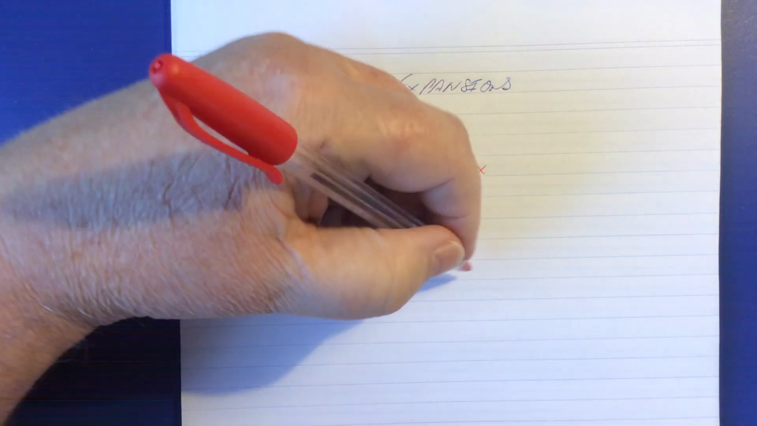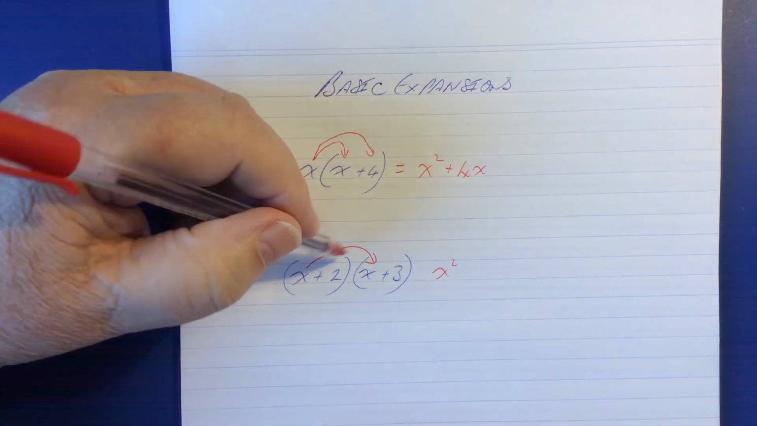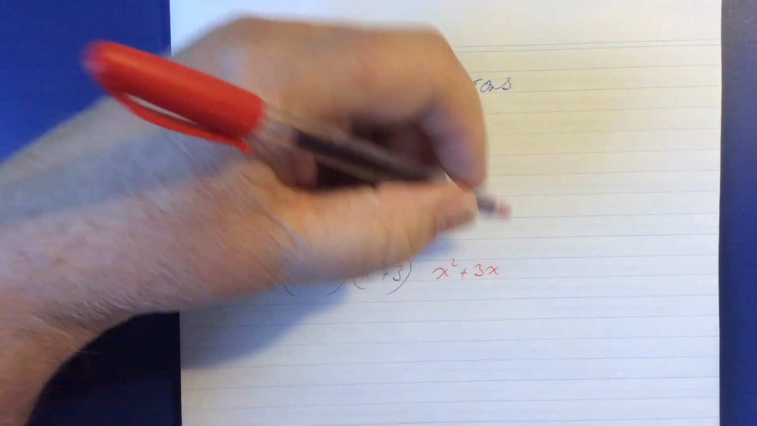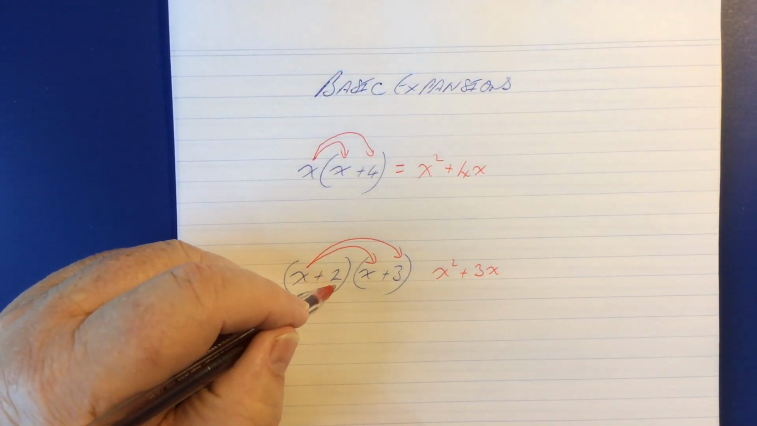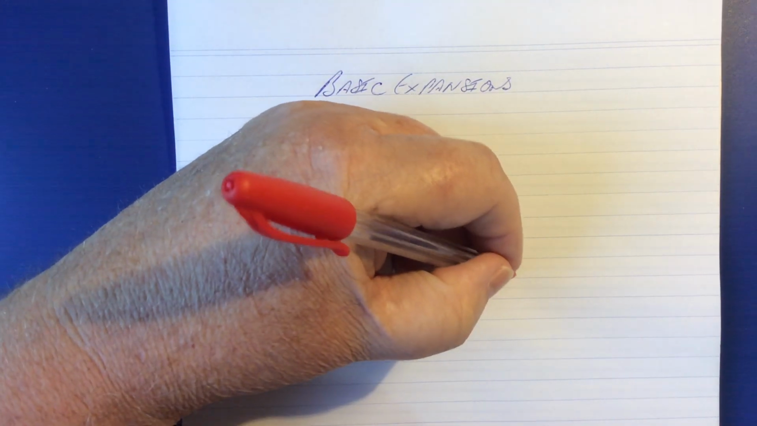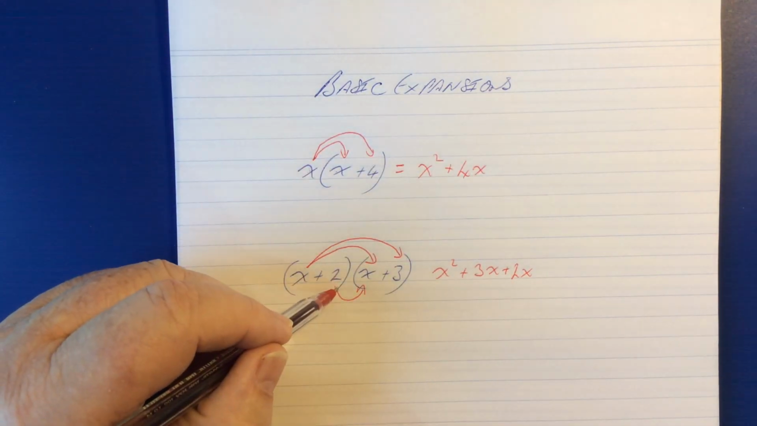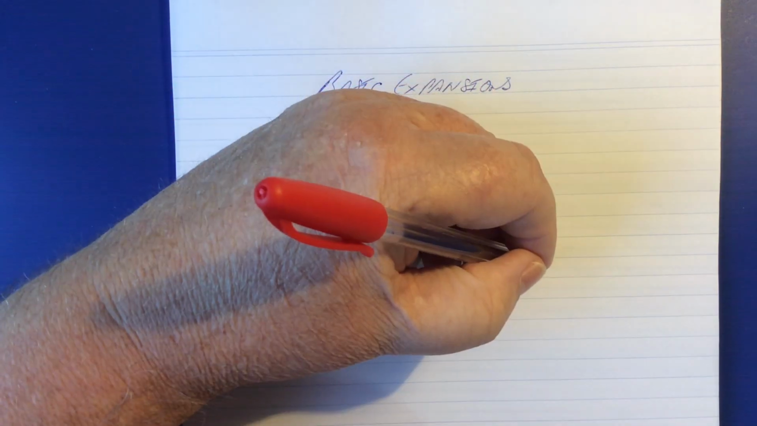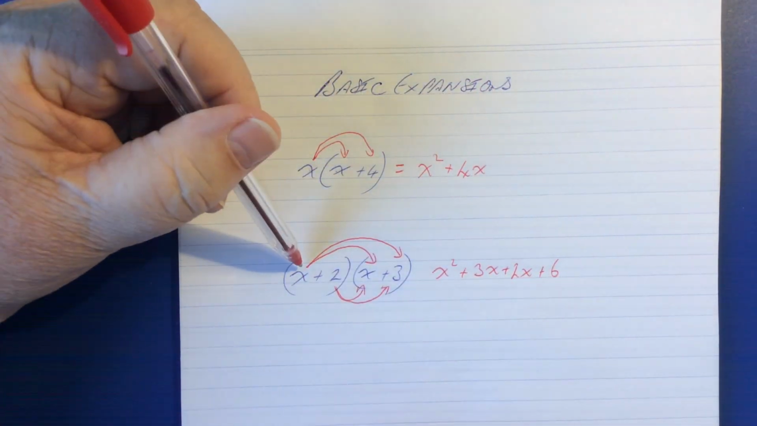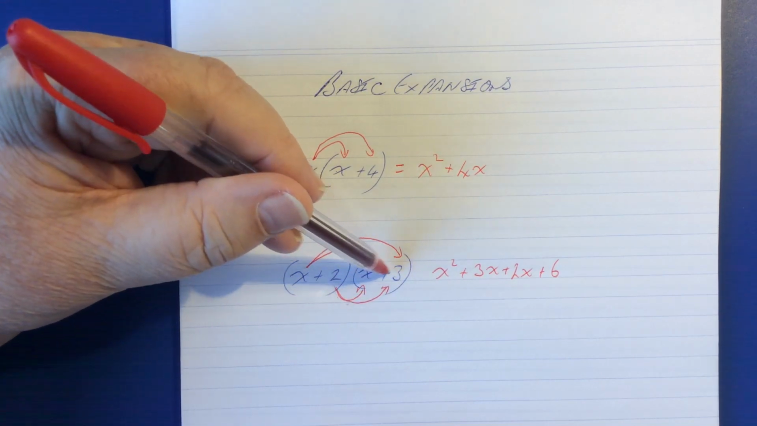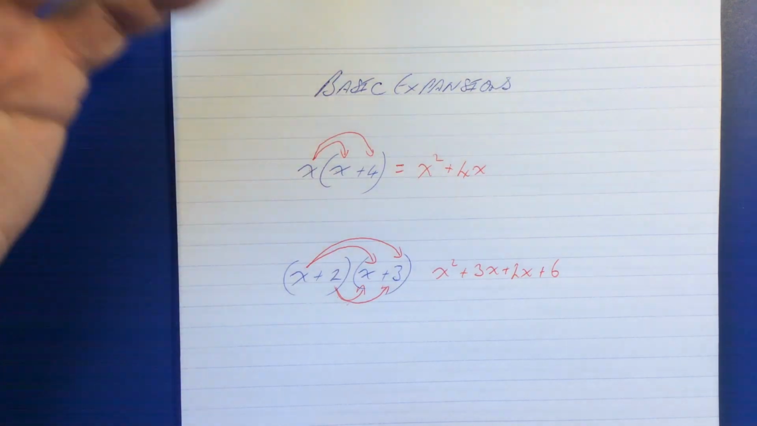Well, let's start here. That gives us x squared. And we'll draw another line, and that gives us 3x. And then, just to keep it neat, we'll draw our next line down here. So that is plus 2x. And this last one here is 2 times 3, which is 6. Now, you will see that everything in this bracket has been multiplied by everything in this bracket. You can check the arrows, you can follow the rhythm.